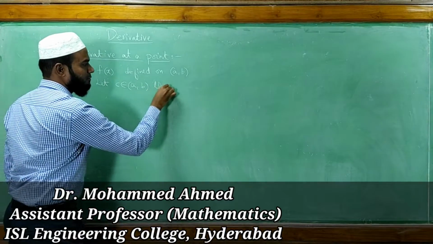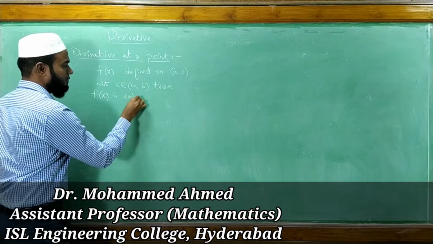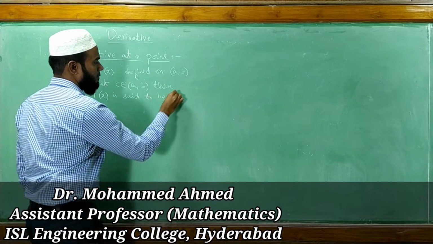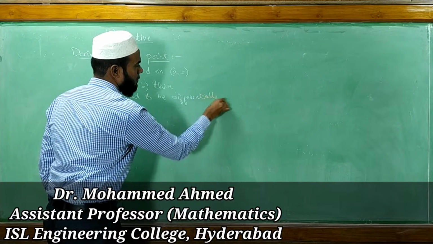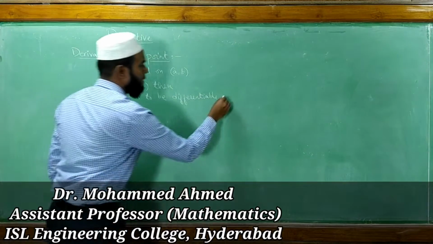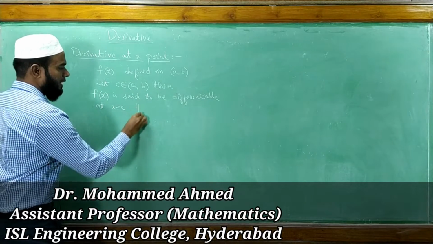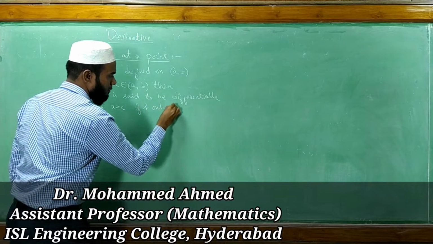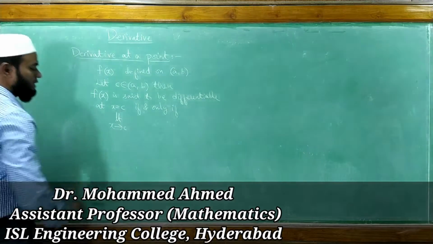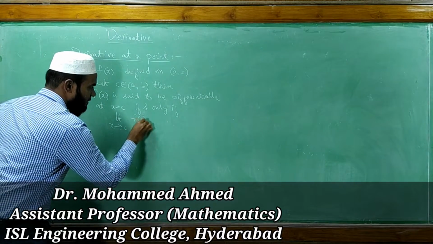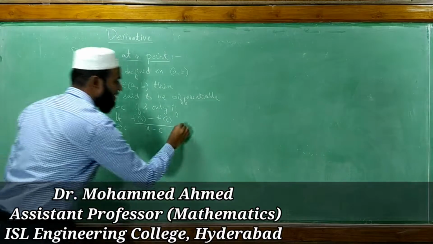Then f of x is said to be differentiable at x equals c if and only if this limit exists. The limit that I am going to write: limit x goes to c, f of x minus f of c by x minus c, if this limit exists.